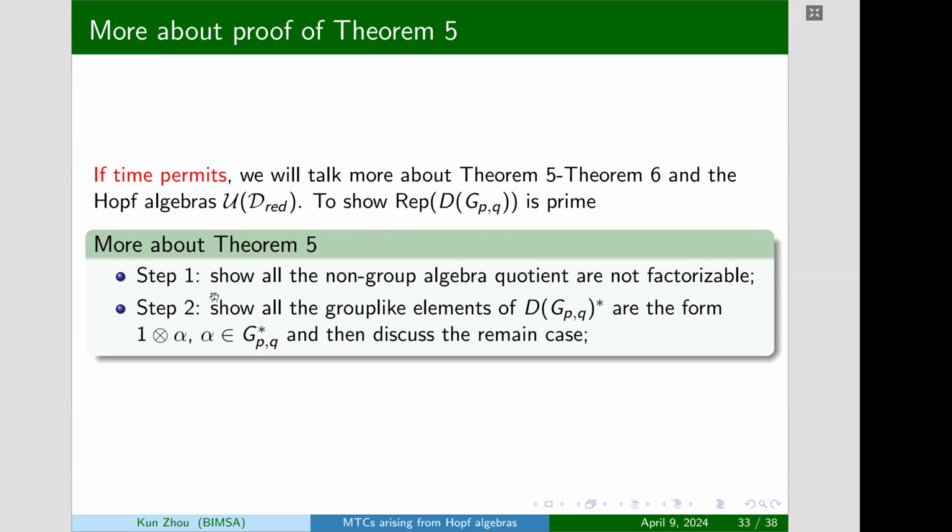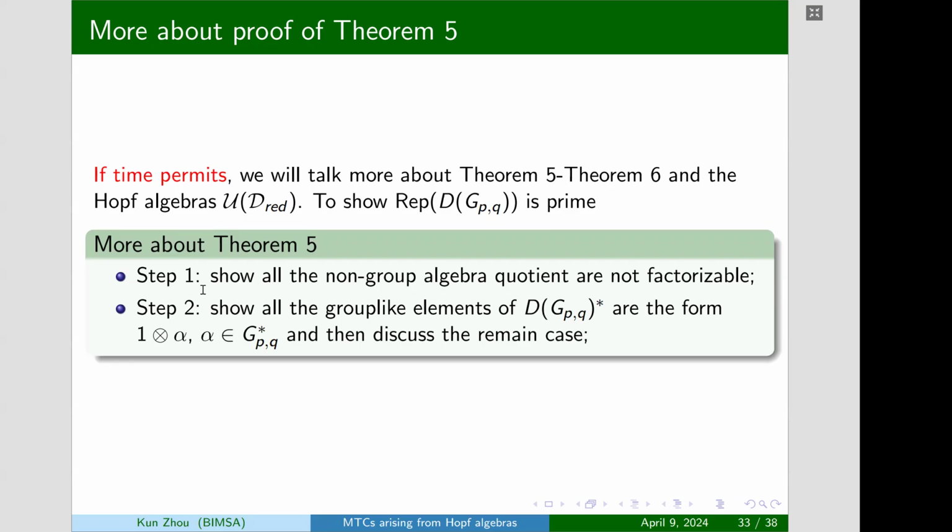The first step is to show that all the non-group algebraic quotients are not factorizable. To do this step, we mainly use that there is no semisimple factorizable Hopf algebra of dimension PQ square. Here we ask that Q divides P minus 1, and then the remaining pieces are the group algebraic quotients.